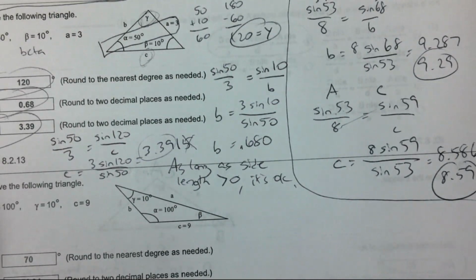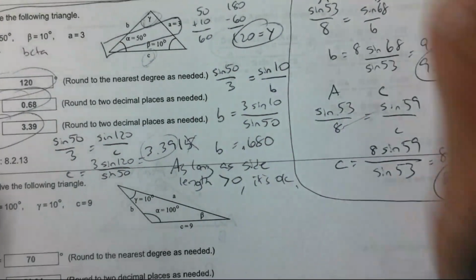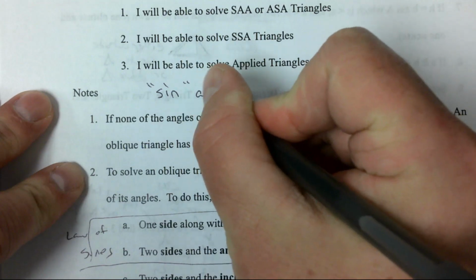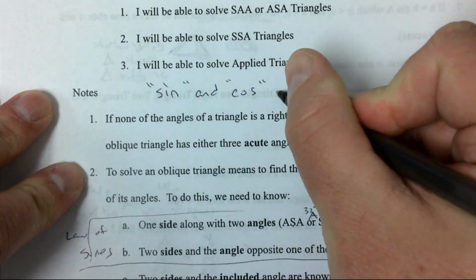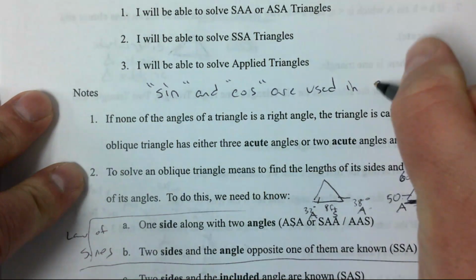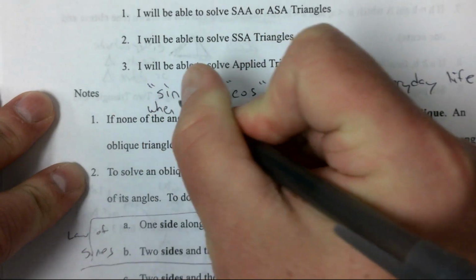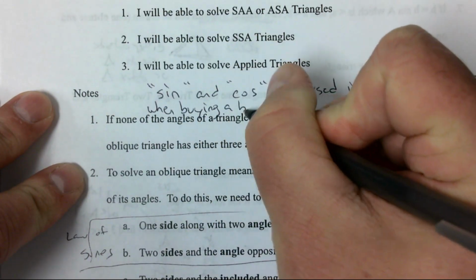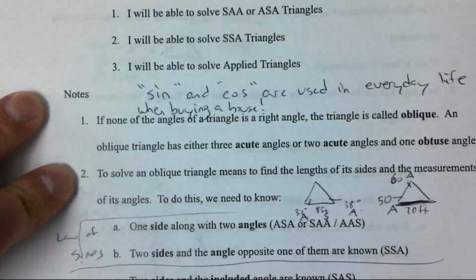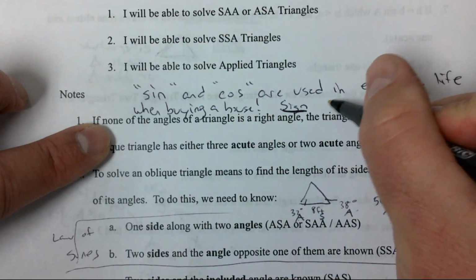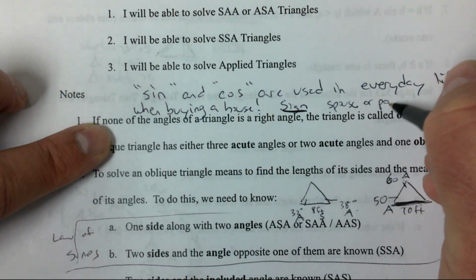Okay, time for a quick joke. So I'll put that on the front now. Sine and cosine are used in everyday life when buying a house. How? Because you sign it, and then your spouse or parents co-sign it.